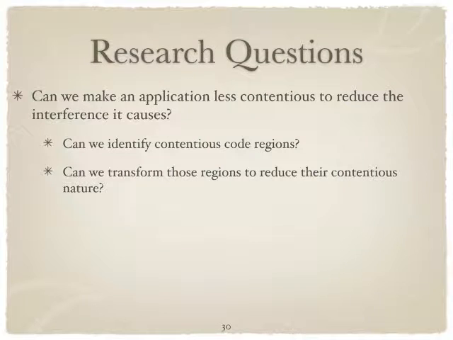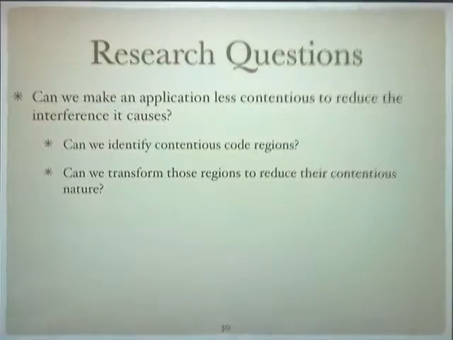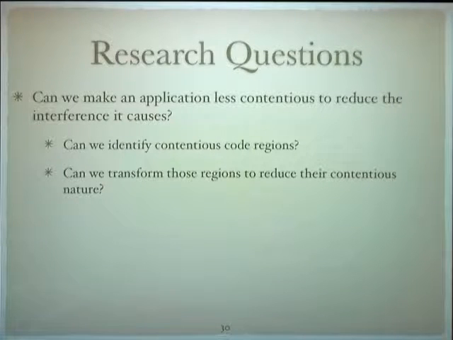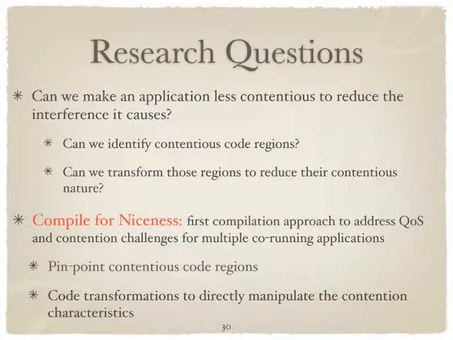So a lot of research questions come with how do we do this? How can we mitigate the contention by changing the application's characteristics? We want to make the low priority application less contentious. So how do we do this? Can we identify the code regions of the low priority application that are really contentious? And how do we change their characteristics?